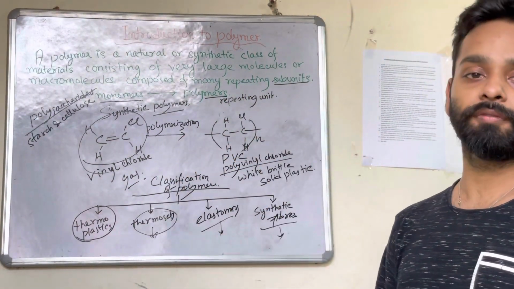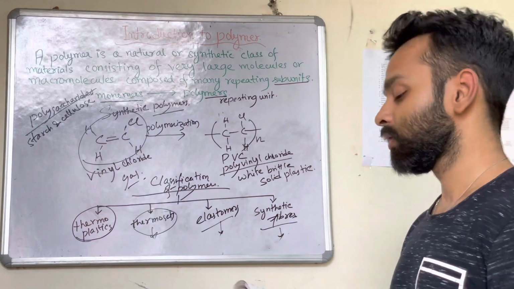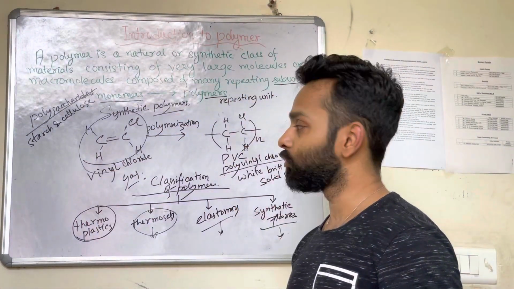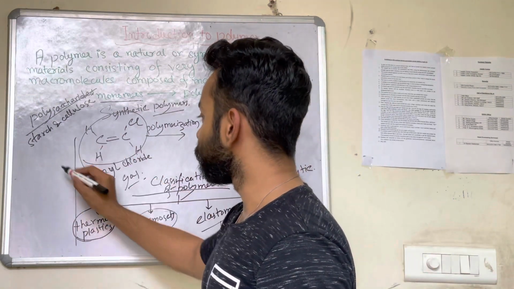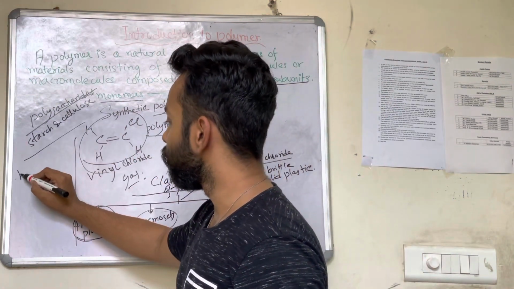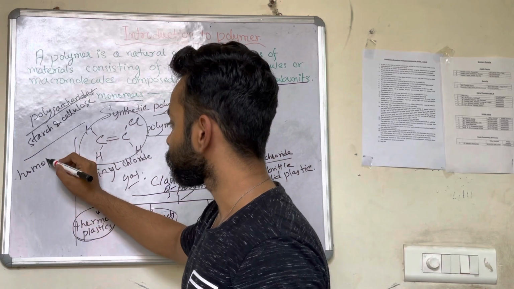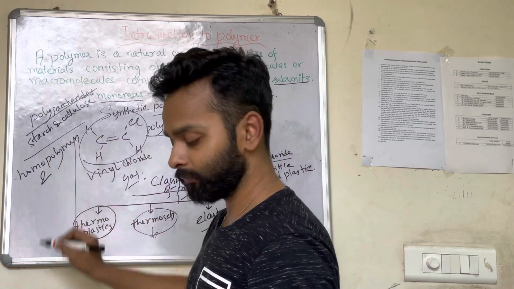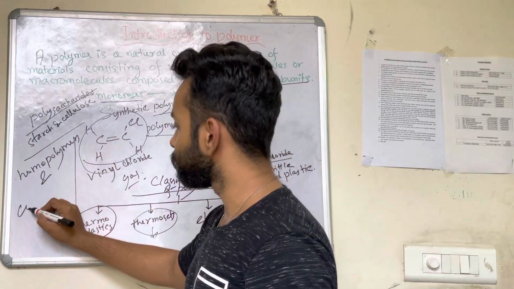Now there can be another classification of polymers based on the chemistry or based on the structure of their individual monomeric units. In such a case, the classification would be homopolymers and copolymers.